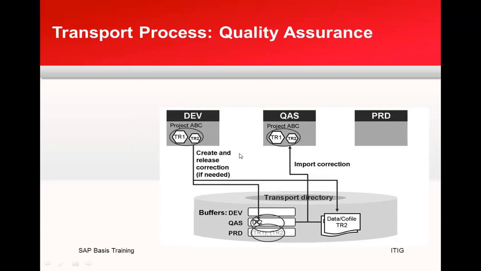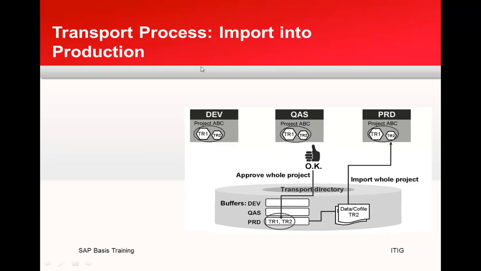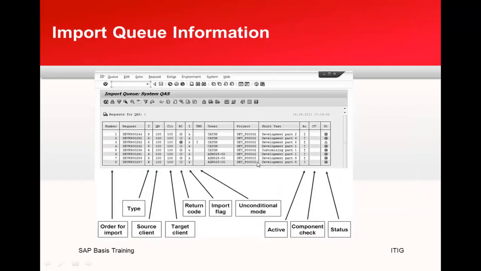Same thing: create and release a correction in the dev system to the QA system, and you import the correction in the QA system. After that, once it is successfully tested and okay, you approve the whole project, and then you can import the whole project in production.